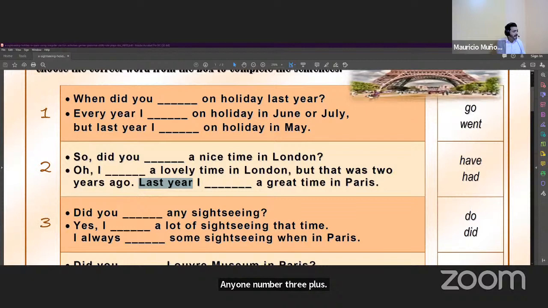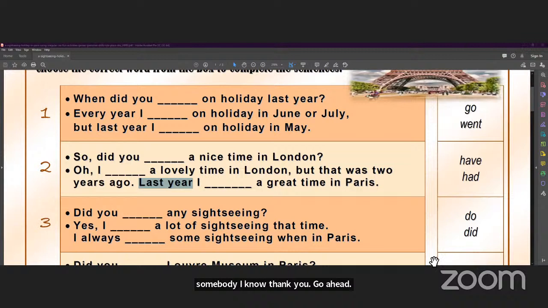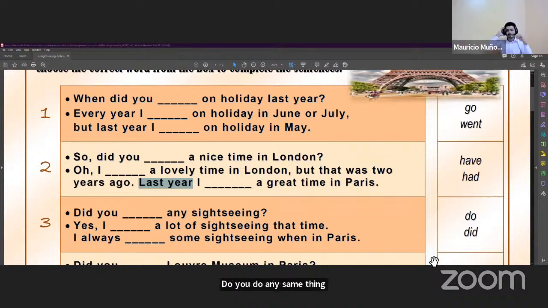Let me pick it. Oh, we got another one. Lady Zambrano, thank you. Go ahead. Did you do any sightseeing? Yes, I did a lot of sightseeing that time. I always did some sightseeing when in Paris. Okay, nice. Okay, the first line was correct. Easy.